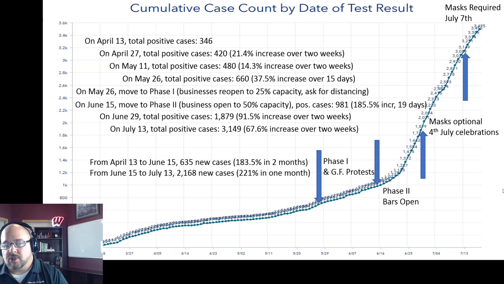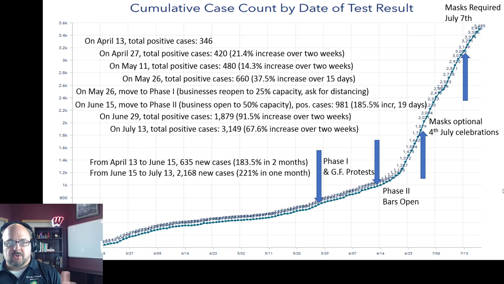So what I did is I took the chart and, what do they call it? Superimposed. No, that's not the term. Anyway, I put some information on here, and what I aligned it with is what the numbers were based on, some key indicators. So I went back to April 13th when there were only 346 positive cases.